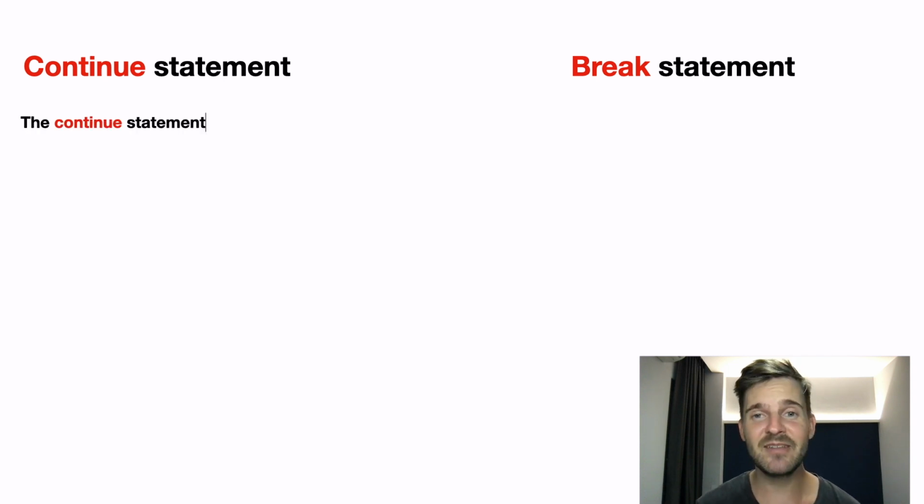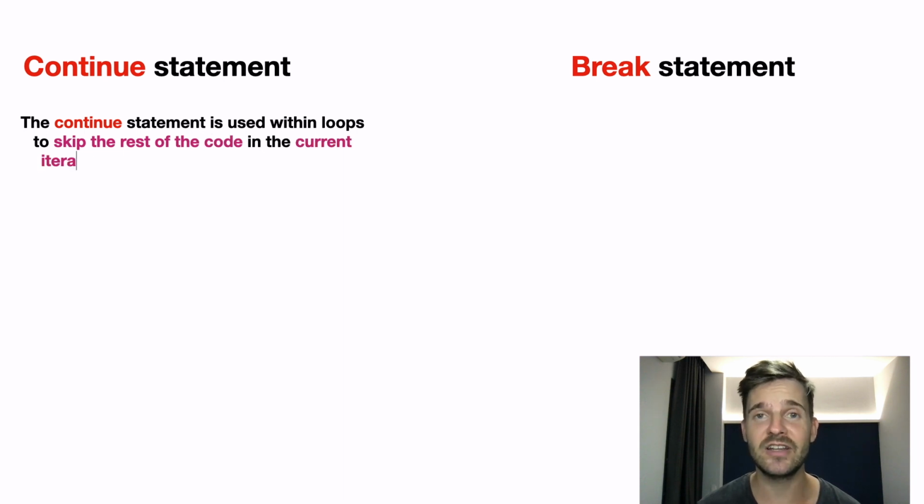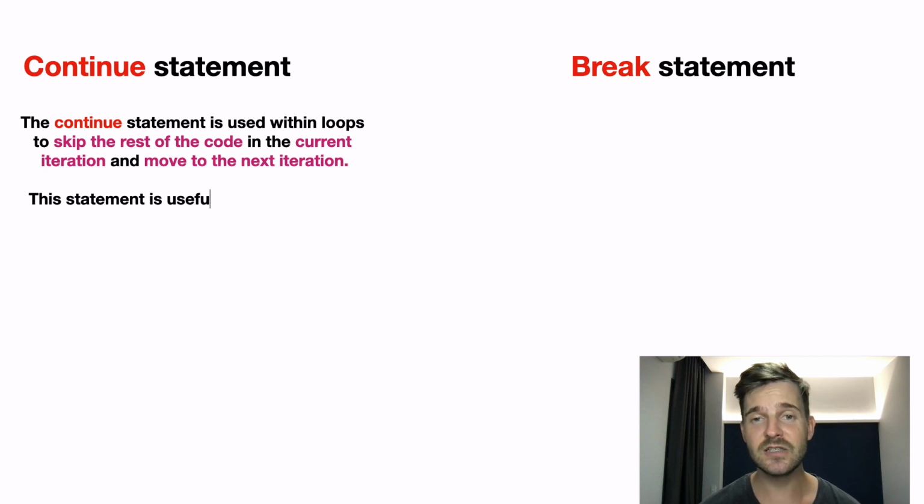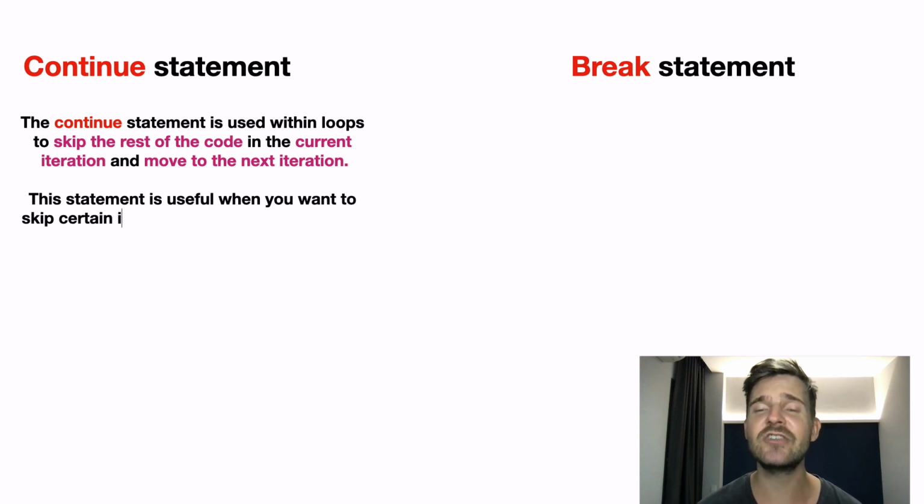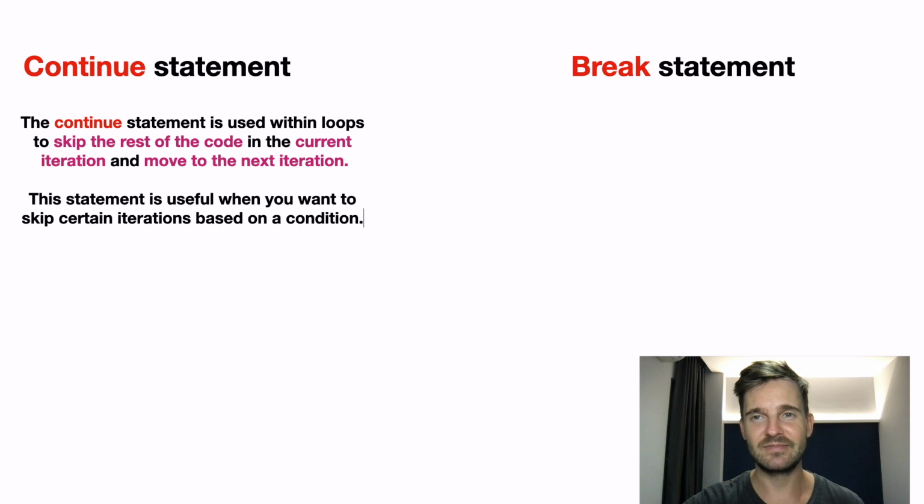The continue statement is used within loops to skip the rest of the code in the current iteration and move to the next iteration. This statement is useful when you want to skip certain iterations based on a condition. Okay, let's open a code editor and I want to show you a simple and really good example.